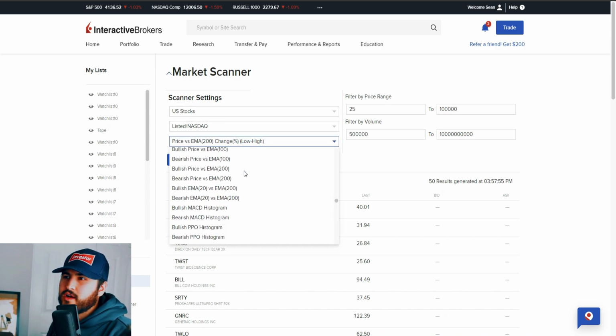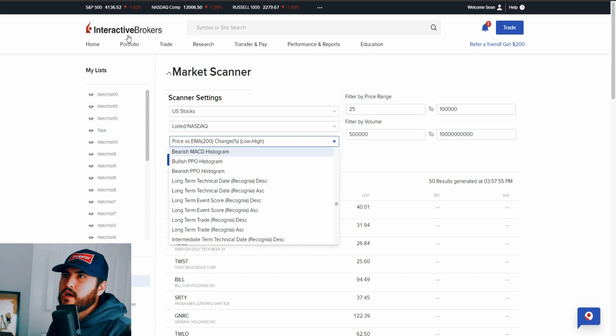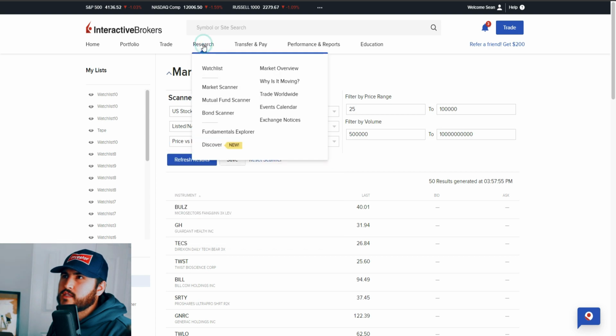A lot of these are helpful, but I don't use them on a daily basis. Take some time, filter through them, use them, see which ones work for you. Everybody's different. Everyone has a different trading strategy. But nevertheless, this is the setup of scanners, the market scanner, in Interactive Brokers, where you can find this under the research tab.